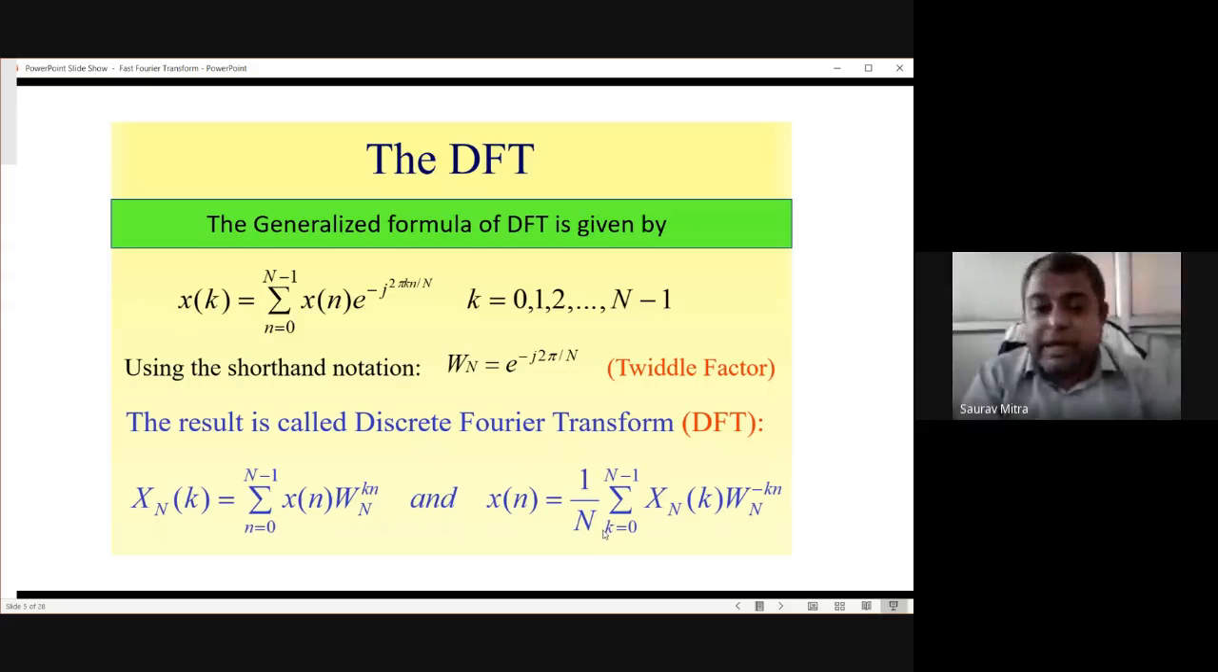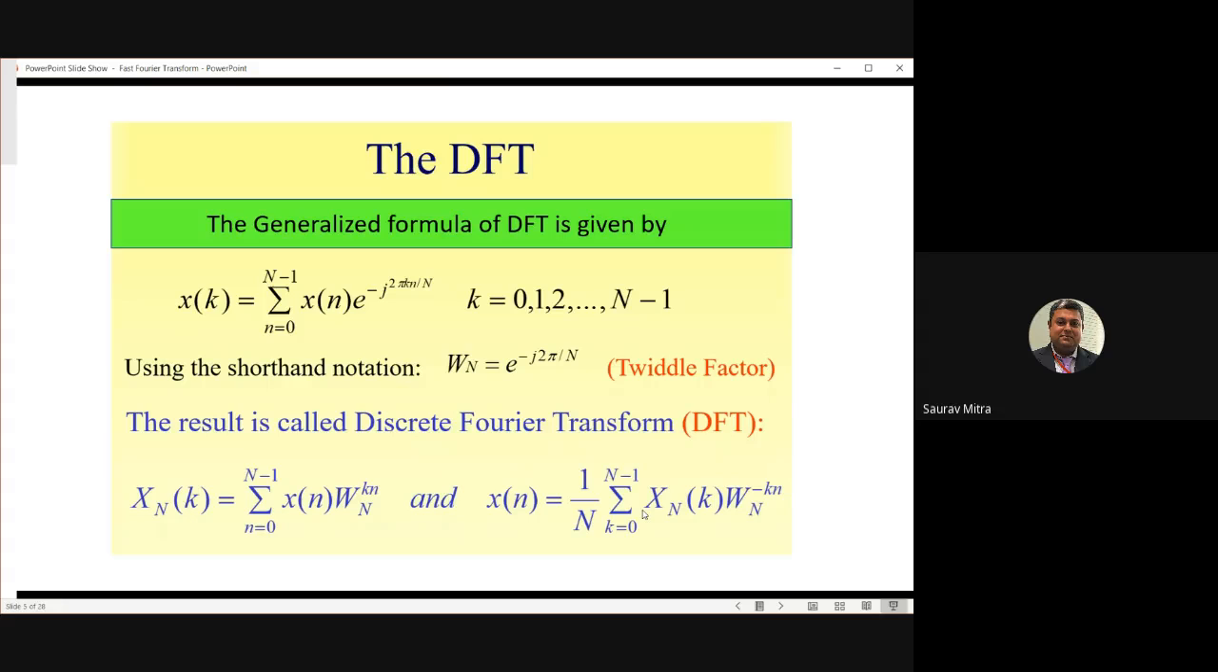8-point DFT, we have to do 1 by 8. So these two are visible differences. Generally, there are three differences between DFT and IDFT. Two are visible from here. Another one is not visible from here, but we will see it in the FFT algorithm. That is actually called bit reversal.